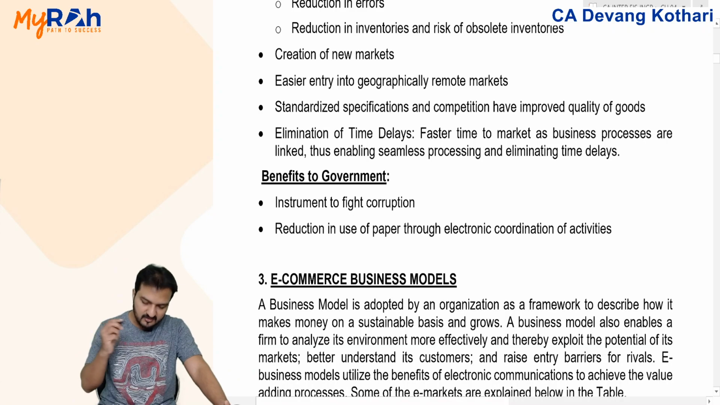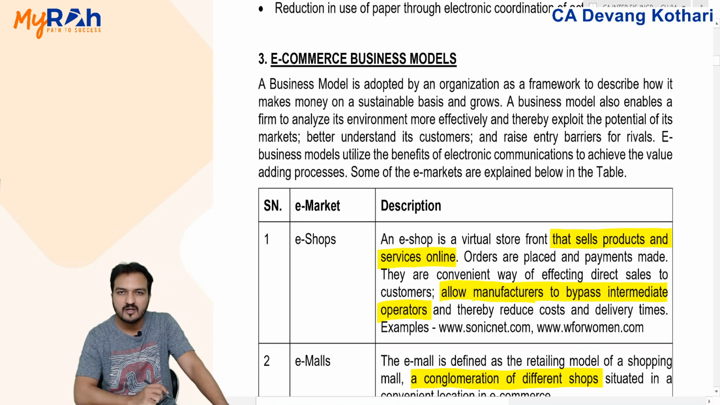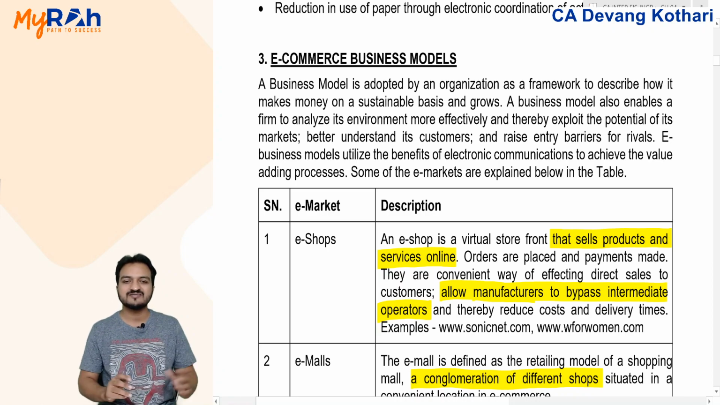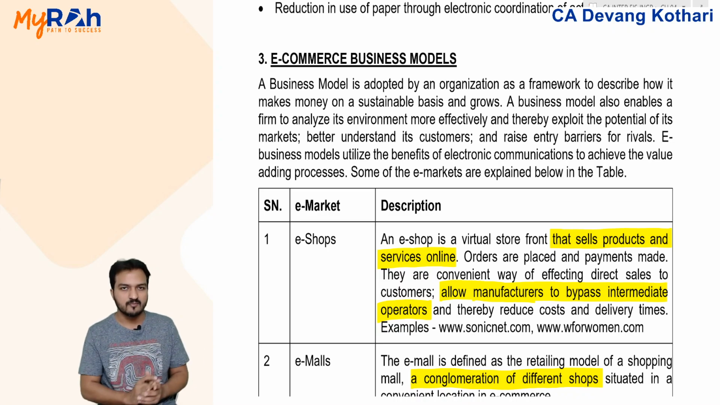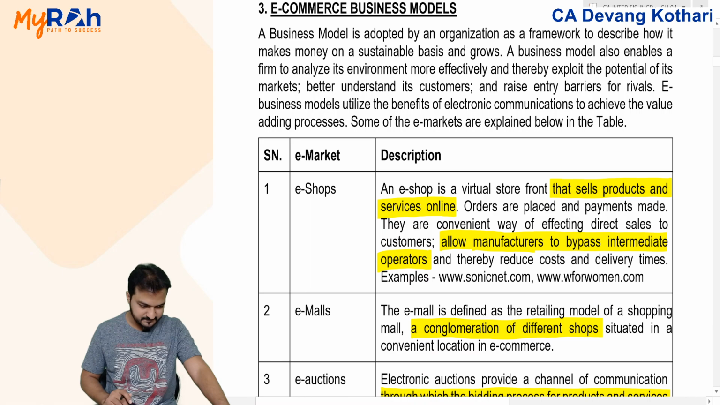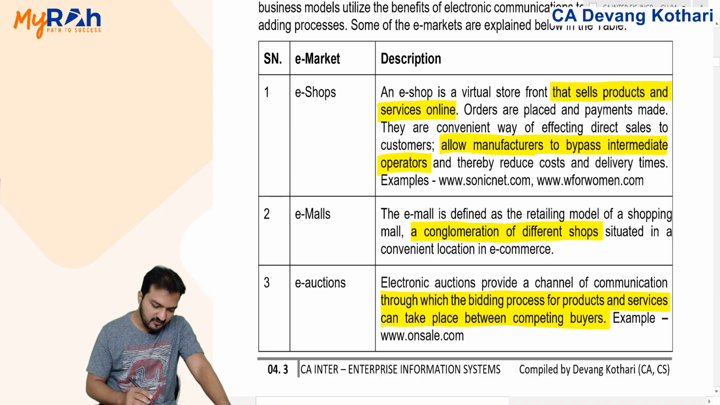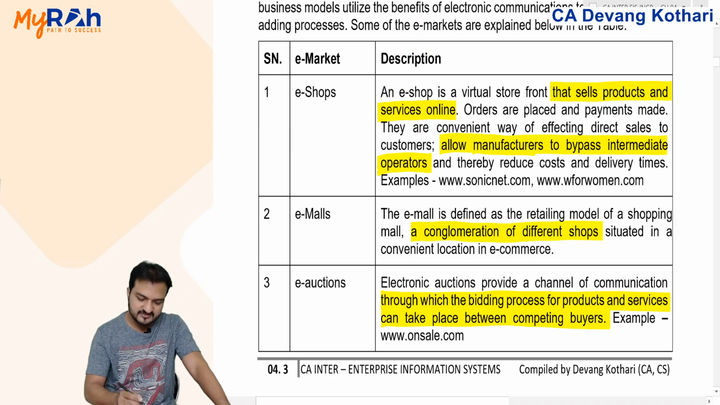The important part we start here with is e-commerce business models. Business models over here are basically different types of business that can happen in e-commerce. Types, as in, there can be various different types, a long list given. We'll discuss each of them.